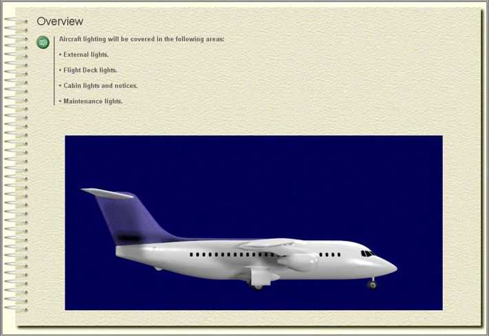Overview. Aircraft lighting will be covered in the following areas: external lights, flight deck lights, cabin lights and notices, maintenance lights.